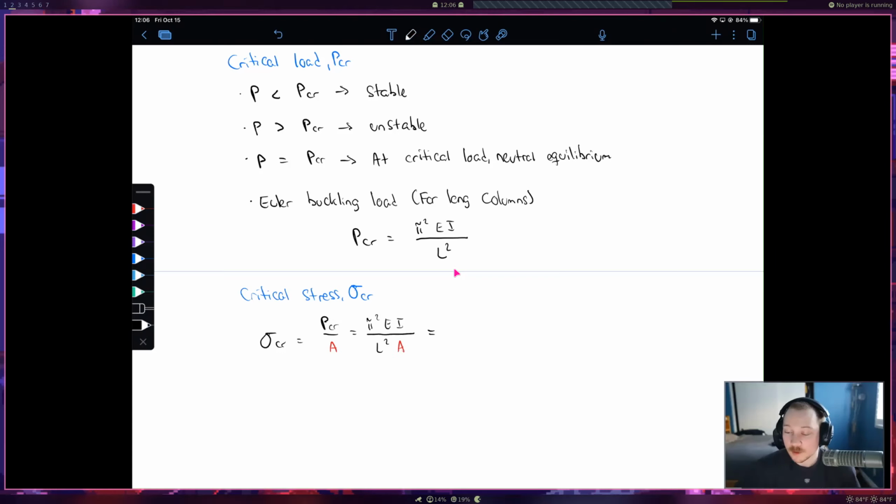Okay, so there we go, right? Just load divided by cross-sectional area. That's going to give us our stress. But we're actually going to rewrite this now into a different format. So let's do that, and then I'll explain it. So we have pi squared times the elastic modulus, and this will now all be divided by L divided by K squared.